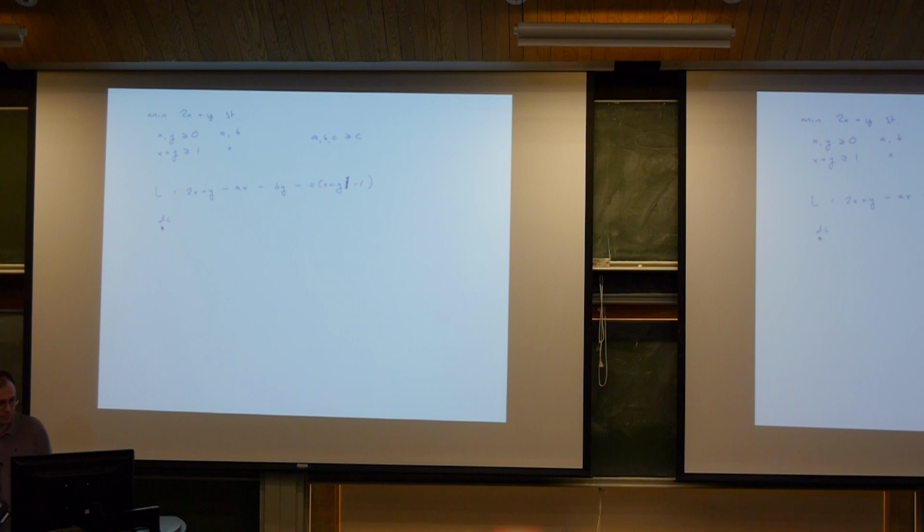So dL by dx is equal to 2 minus a minus c, right? dL by dy is equal to 1 minus b minus c, right? And then because x is a free variable, these are equality constraints. So we set that equal to 0, and we set that equal to 0. And so we get a plus c equals 2 from this one, and b plus c equals 1, right?